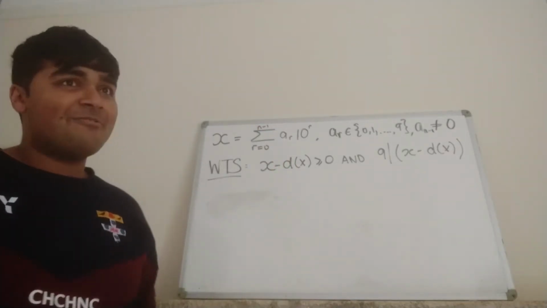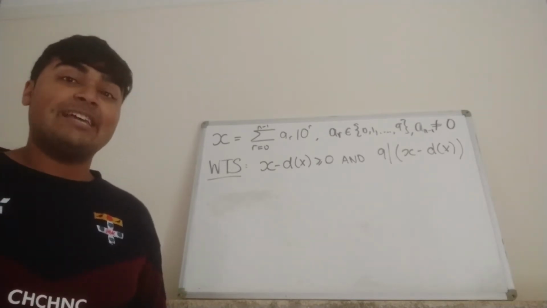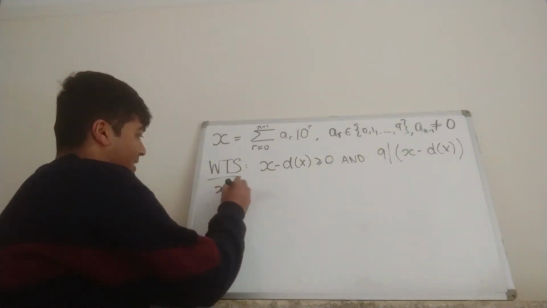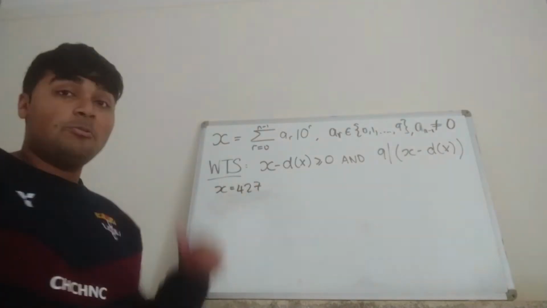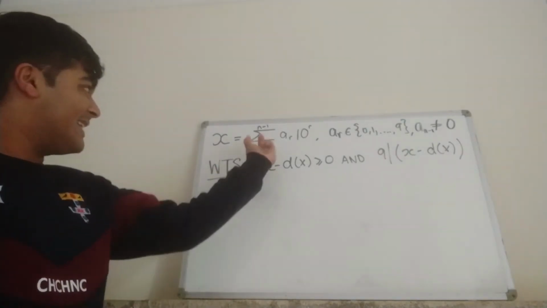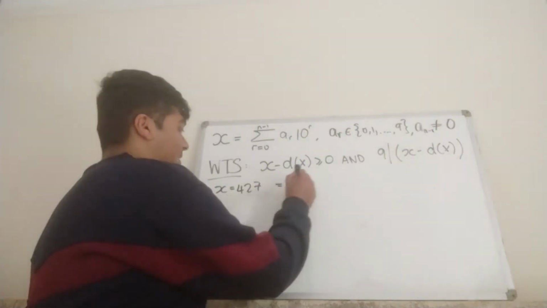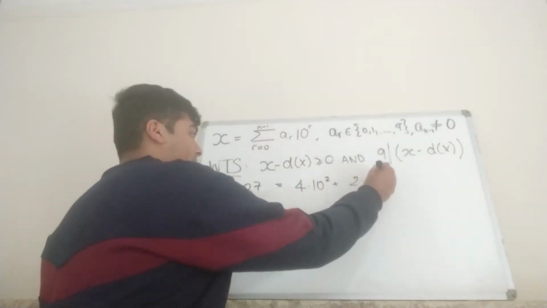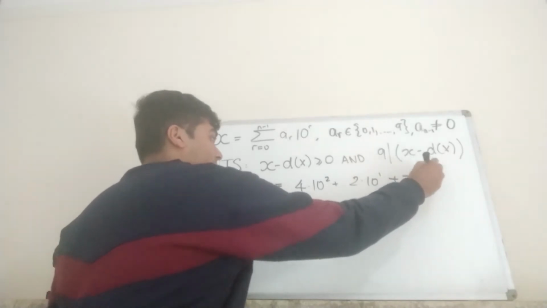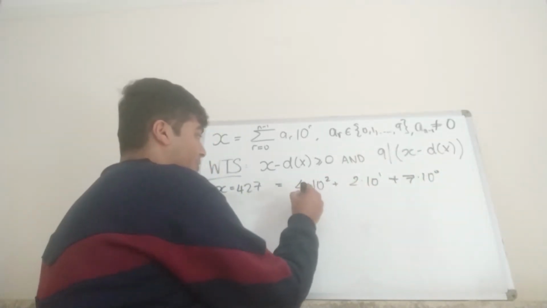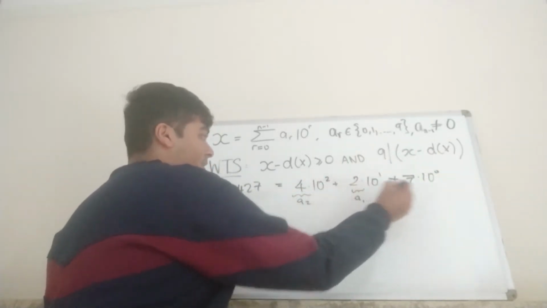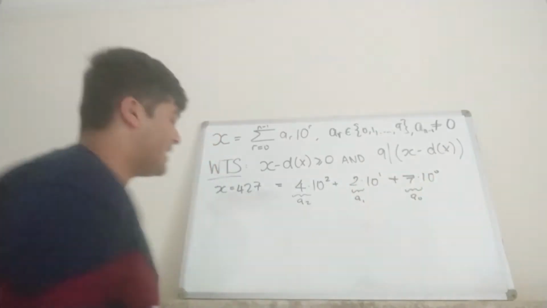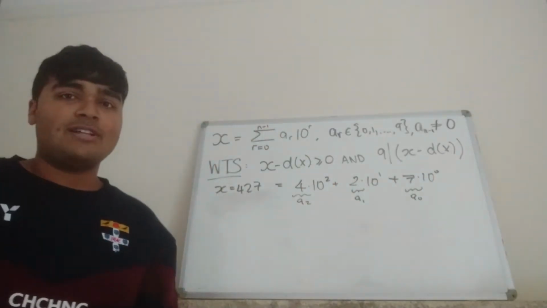So for example, if x was 427, then that would mean that n is 3. And then basically what this is writing it as is 4 times 10 squared plus 2 times 10 to the 1 plus 7 times 10 to the 0. So this would be our a2, this would be our a1, and this would be our a0. So that's just giving you an example of how we're going to be writing x like so.